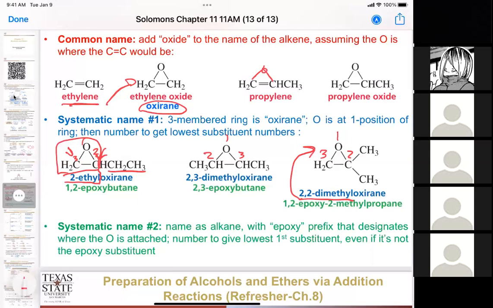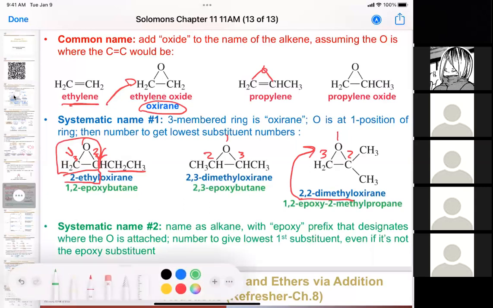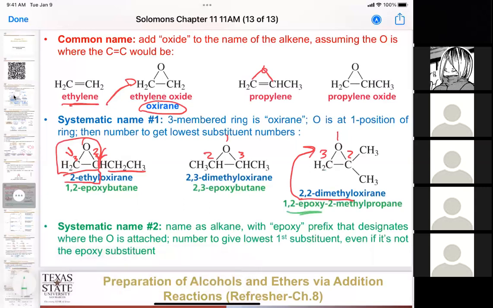The numbering system for the green one is 1, 2, 3, because we're calling the epoxy a group, an attached group. So see, it's up here, it's the substituent, meaning the alkane is the parent. So is that how we get the numbering system? When you say oxirane, oxygen is always number 1.